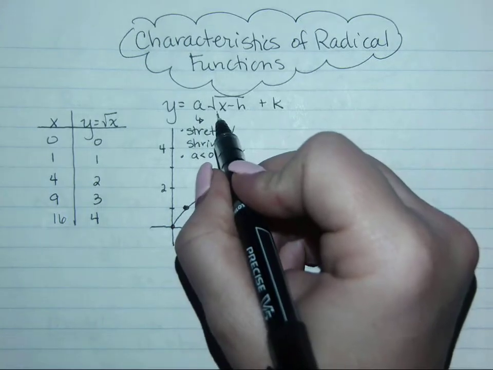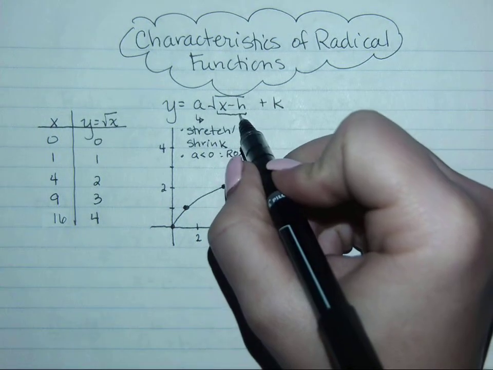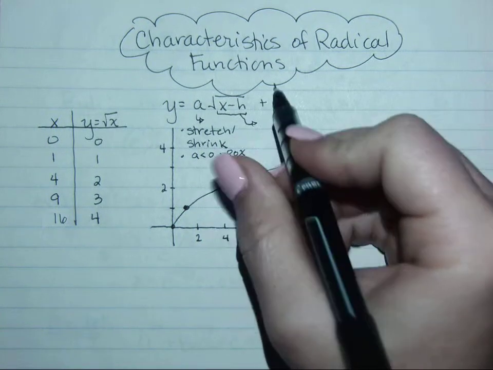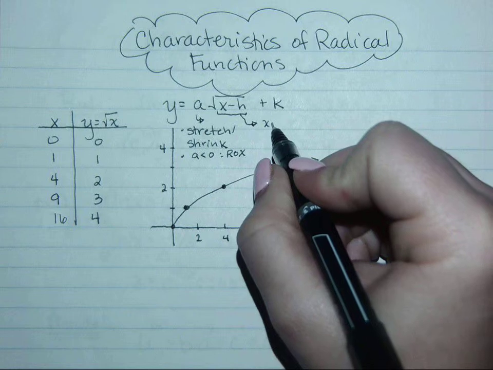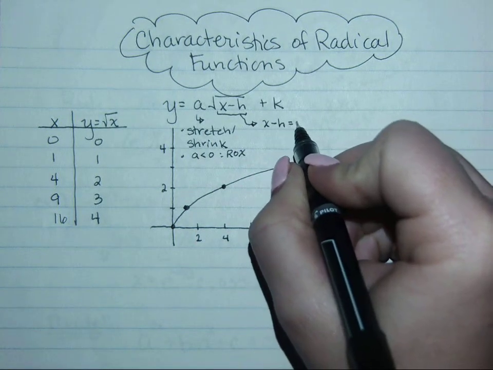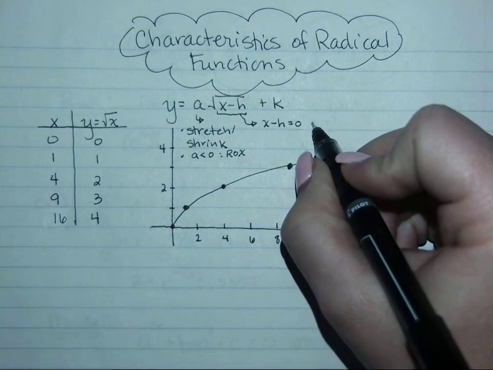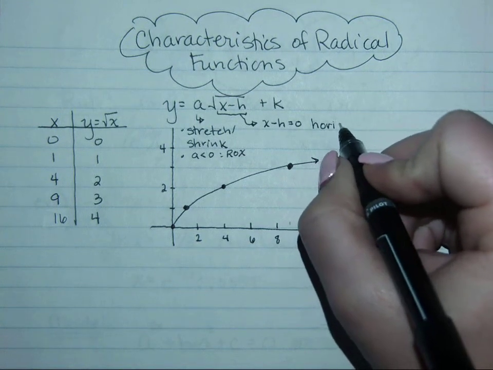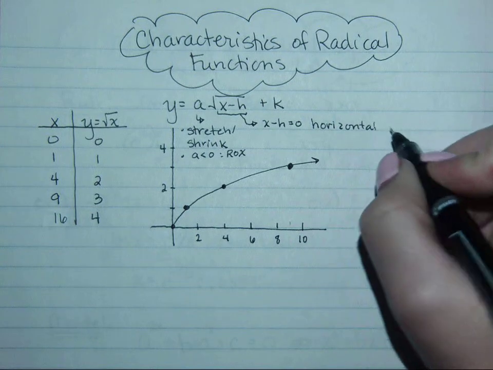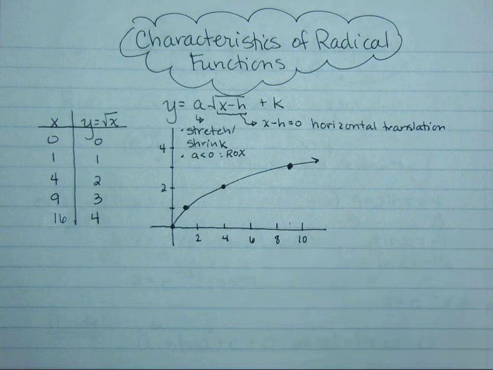The other aspect is right here underneath the radical itself. All right. So a little thing about this is that when you take x minus h and you set it equal to 0, this is going to give you your horizontal shift, or we call it a horizontal translation. And that's going to say, how are we going to go left or right?